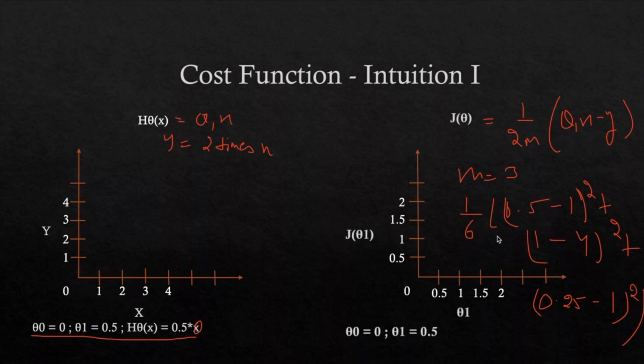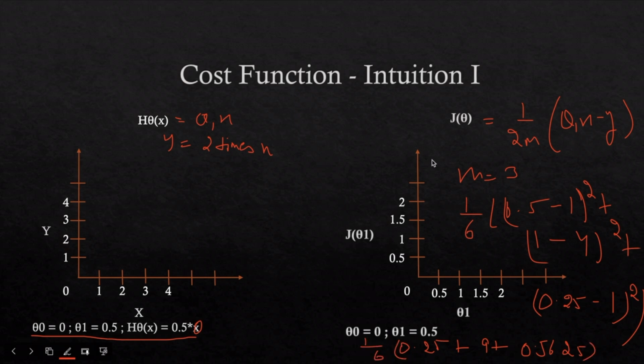So let's see what this will be. Overall this will be 0.5, 0.25 plus 9 plus, and this will be 0.75, so 0.5625. Yes, that will be, and 1 over 6.